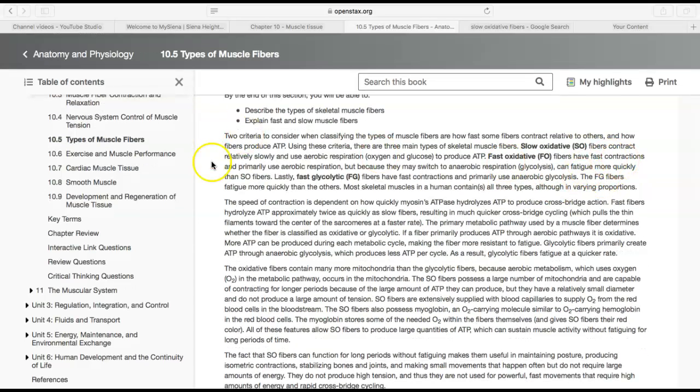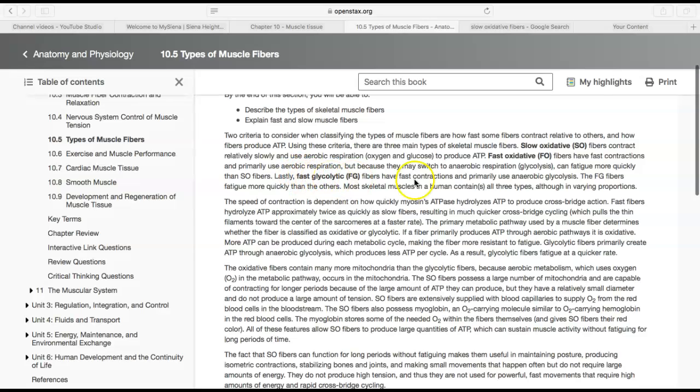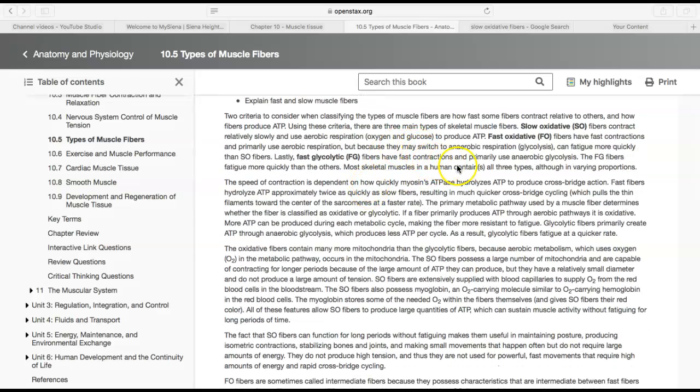They fatigue more quickly than the slow oxidative fibers, but not as quickly as the last fiber, the fast glycolytic fibers. They have fast contractions, but they only use anaerobic glycolysis. And when you do anaerobic glycolysis, you tire out much quicker. The fast glycolytic fibers, like it says, fatigue more quickly. And like I just said, most skeletal muscles will have all three types, but in varying proportions depending on what they have to do.